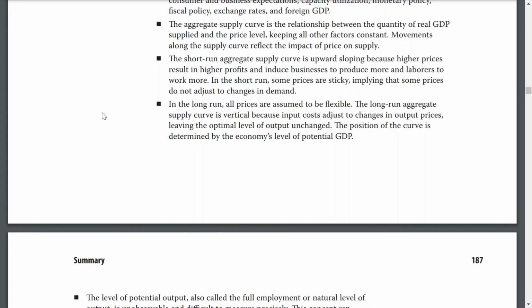The long-run aggregate supply curve is vertical because input costs adjust to changes in output prices, leaving the optimal level of output unchanged. The position of the curve is determined by the economy's level of potential GDP.